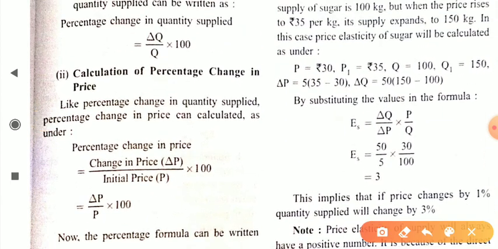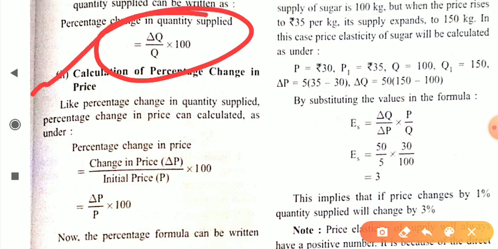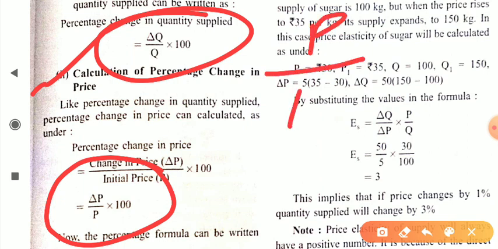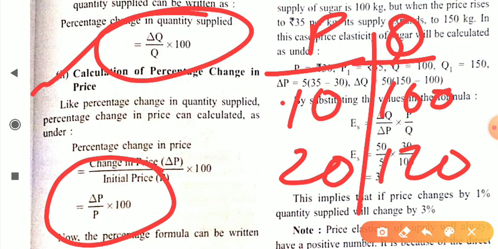Similarly, the percentage change in price is measured with the help of a similar formula, which is delta P upon P into 100. Now the percentage change in price. Suppose initially the price is rupees 10, then it becomes rupees 20. So you can measure the percentage change in price with the help of these two.